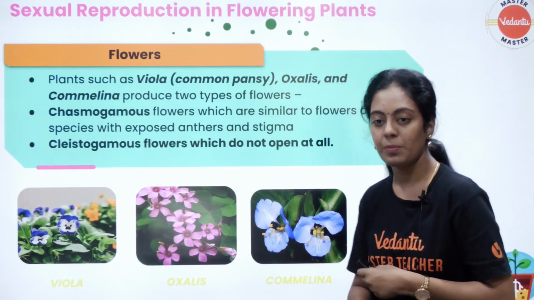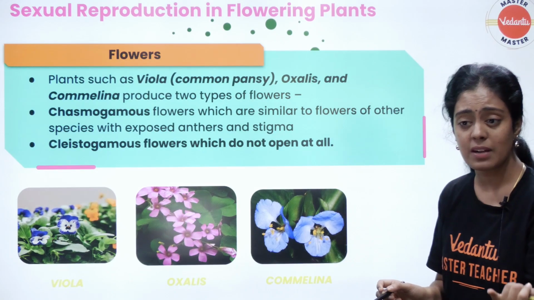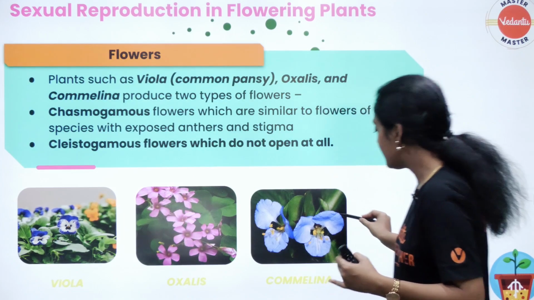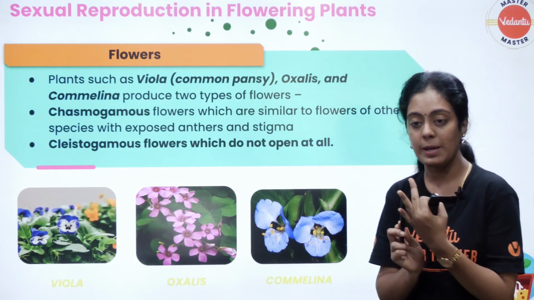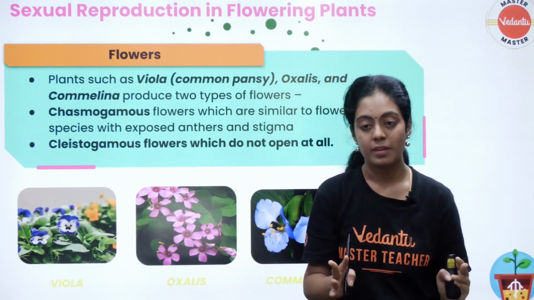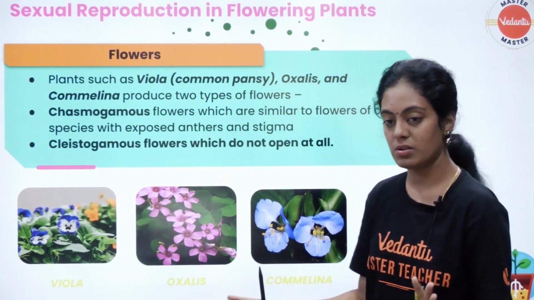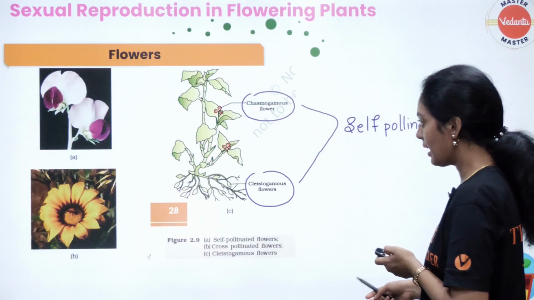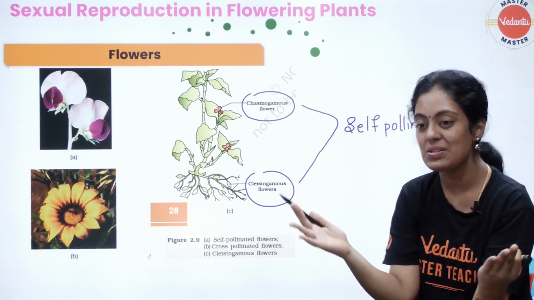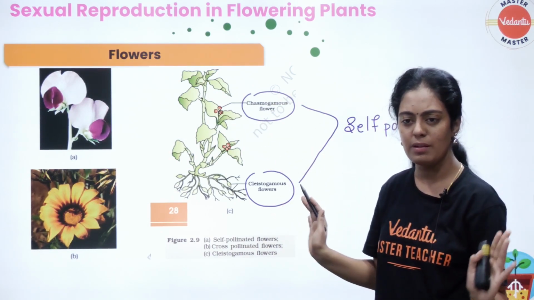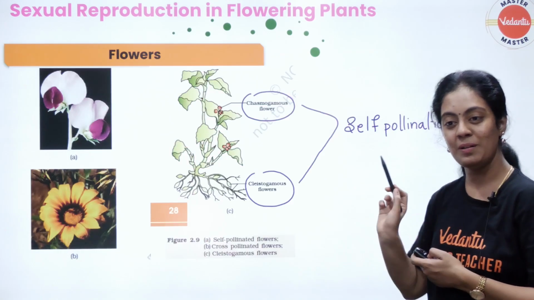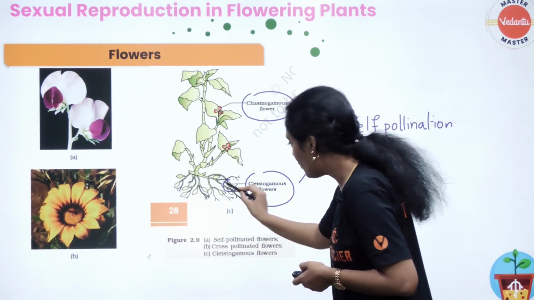How do we see this? First, the examples are very important: this is your Viola, this is your Oxalis and this is your Commelina. In all three examples you have two different kinds of flower, chasmogamous and clistogamous. Here, this is your chasmogamous flower. The flower is open, with exposed anthers and stigma just like any other normal flower. Whereas clistogamous flowers do not open at all. The flowers stay closed.